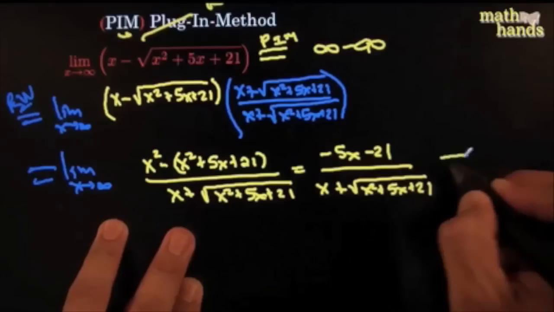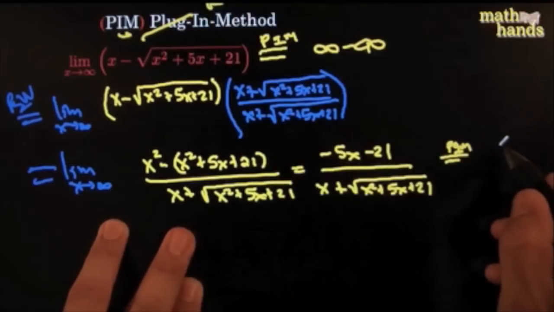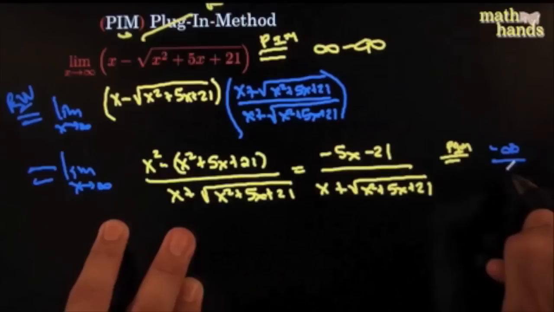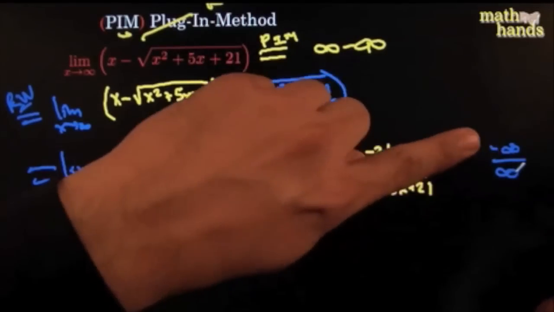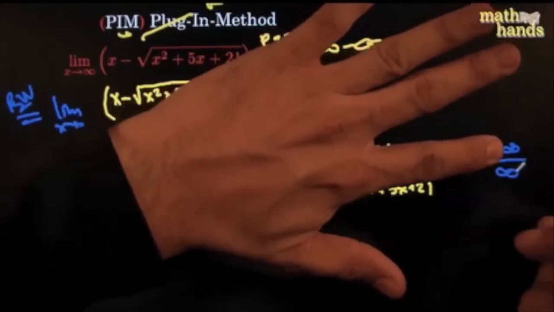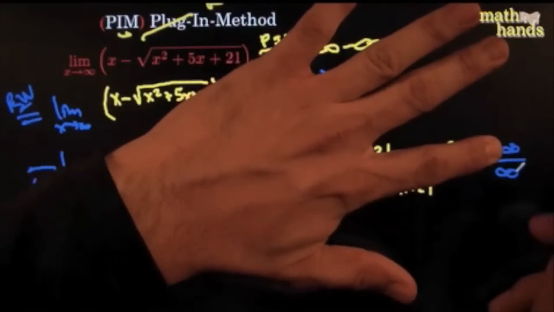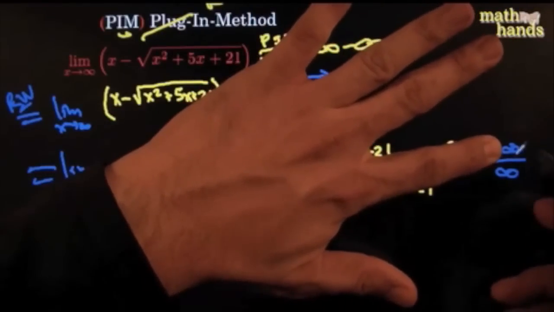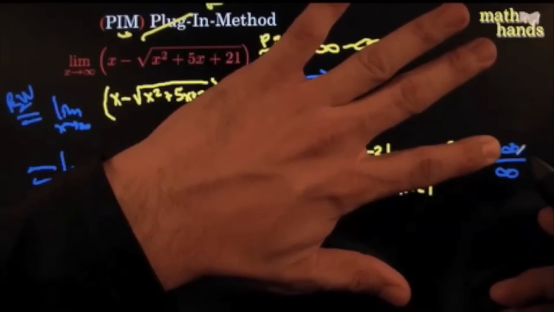And then you could try your plug-in method again, and the plug-in method would give you negative infinity over infinity, which is still indeterminate. By the way, the negative part shouldn't concern you. You could just leave that out of it. Worry about the actual numbers, and then you can figure that out and then put the negative back in there. So that negativeness shouldn't bother you. That doesn't change the indeterminateness of it.